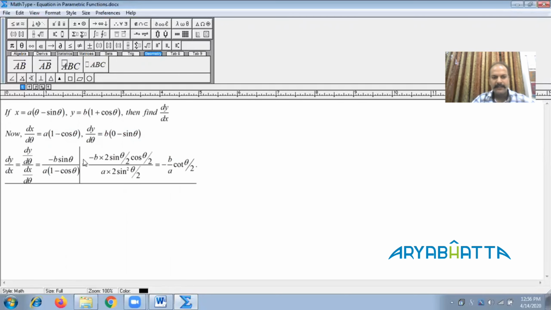Yes, I express sin theta as 2 sin theta by 2 cos theta by 2 and 1 minus cos theta is 2 sin square theta by 2. 2 will cancel down, one sin will cancel down, it's minus b upon a into cot theta by 2. So this is the derivative.